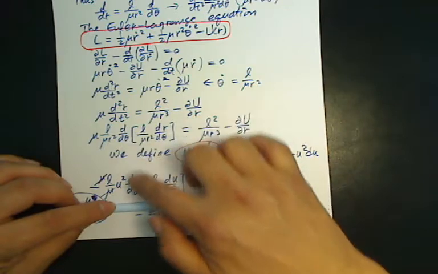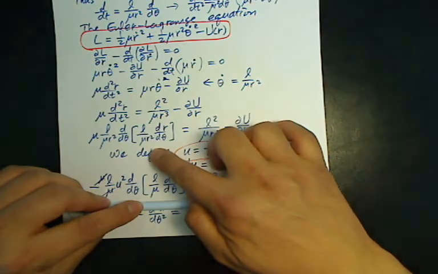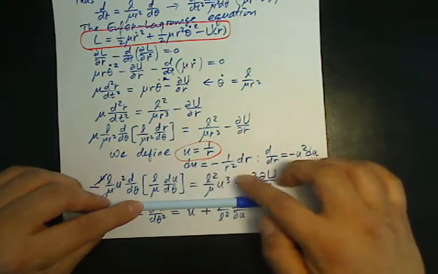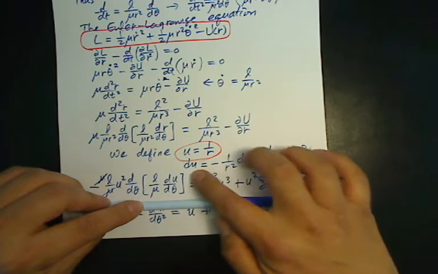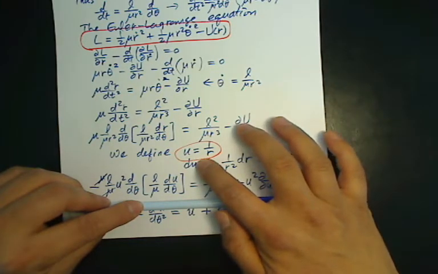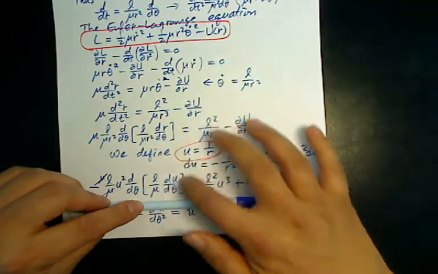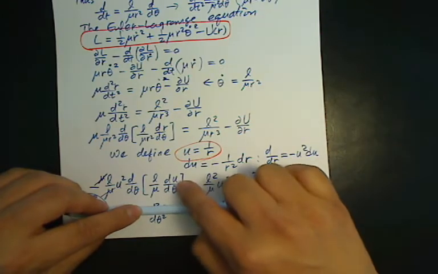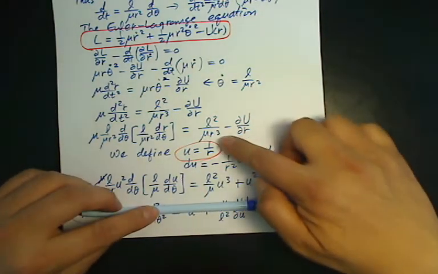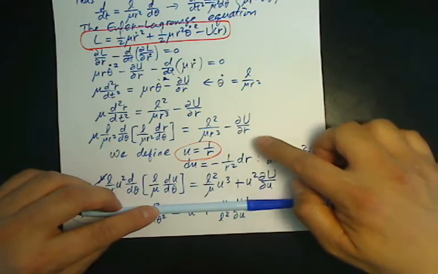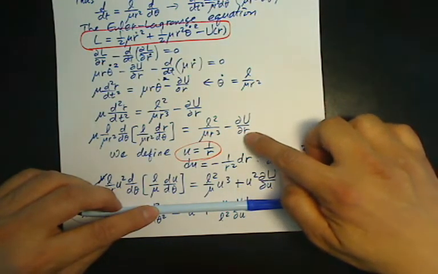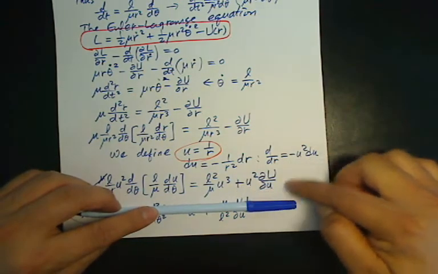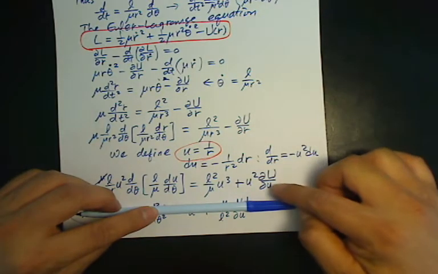Okay, and d theta, L squared over r squared. We replace this dr over r squared with minus du. On the right side it is a u cubed, and this r derivative is minus u squared, so plus u squared times the derivative of the potential energy with respect to u.